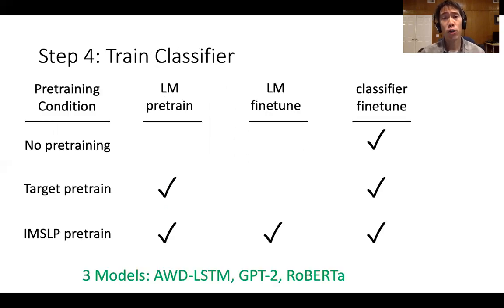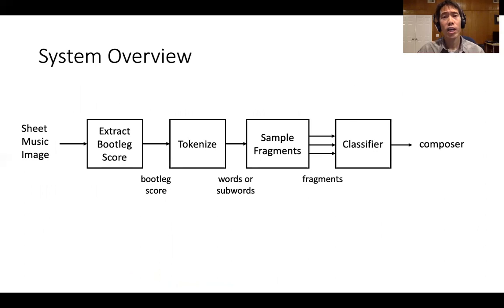The last step is to train the classifier. We consider 3 different pre-training conditions and 3 different language model architectures. The first 2 pre-training conditions shown in this table only utilize the labeled data. The third condition first pre-trains a language model on the unlabeled data and then fine-tunes on the labeled dataset. During test time, we take all of the fragments from a single page of sheet music and average their predictions in order to generate a single prediction for the composer of that page.